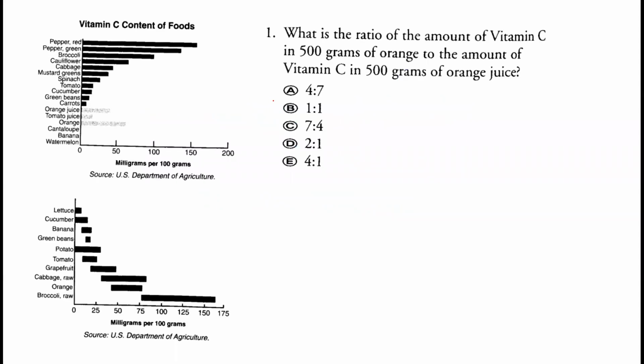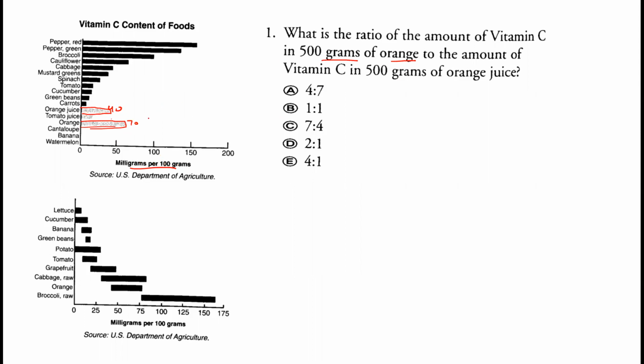And for our first question, what is the ratio of the amount of vitamin C in 500 grams of orange to the amount of vitamin C in 500 grams of orange juice? So we have this data set. So milligrams per 100 grams. So for 100 grams, orange juice has less than 50. So let's assume this to be 40. Orange juice has 40 milligrams of vitamin C per 100 grams, and orange has approximately, it is more than 50, so let's suppose, 70.